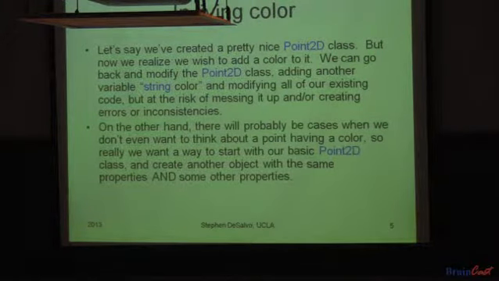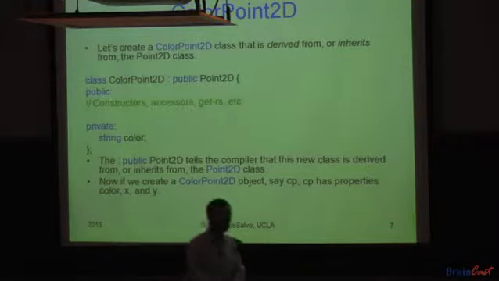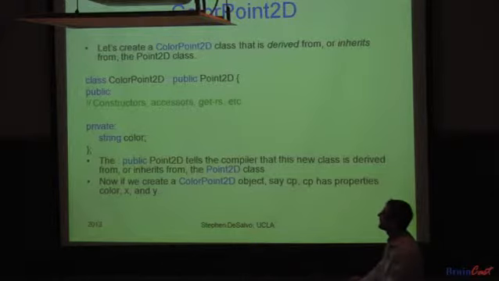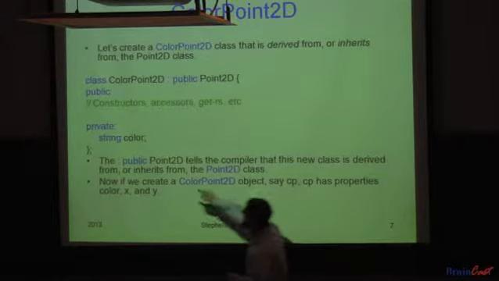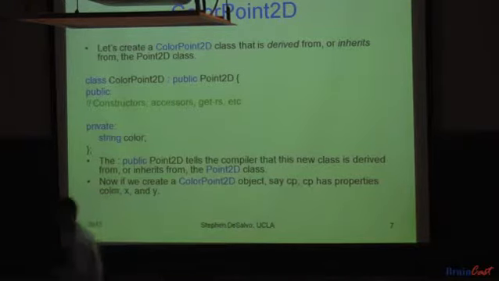Okay, so like I said, we want to add a string property to it, a color variable. Here's how we would do it. So what we would do is class color point2d, and then we'd write colon public. Public is very important. Okay, public point2d. Okay? Now, the colon public point2d tells the compiler that this new class is derived from or inherits from the point2d class, which means any color point2d object also has all of the properties of a point2d object.